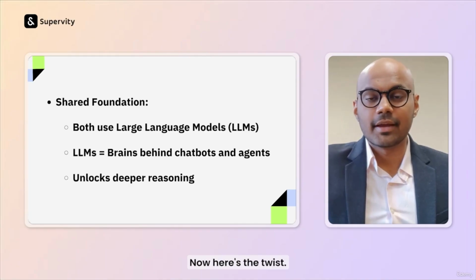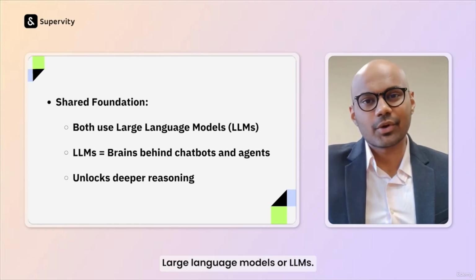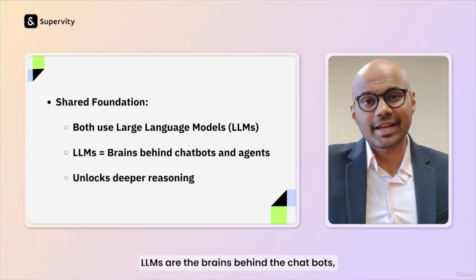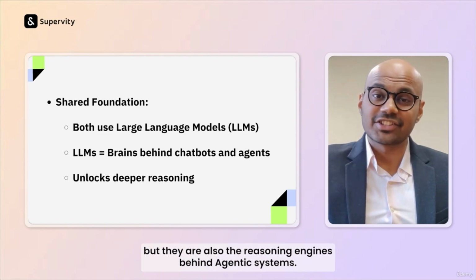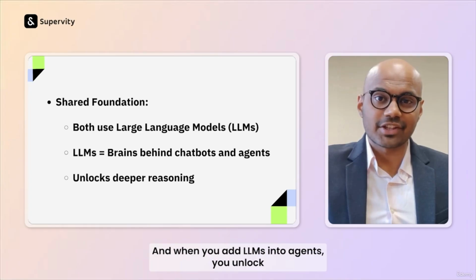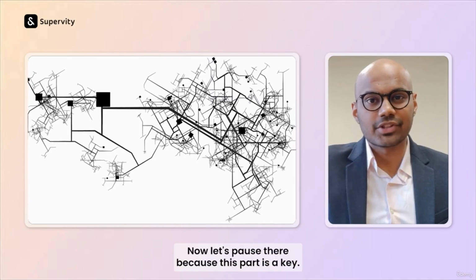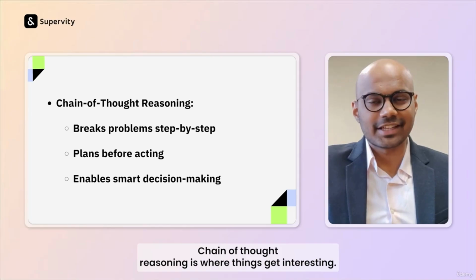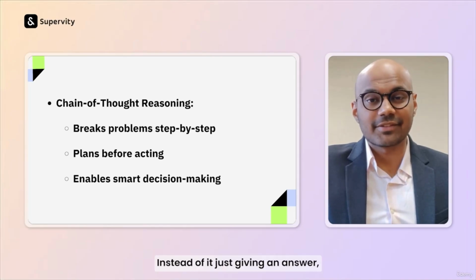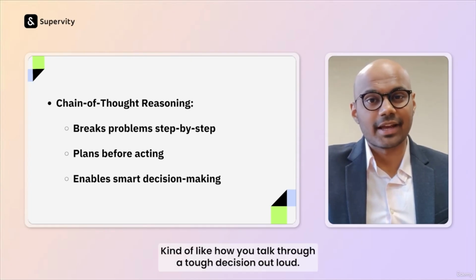Now here's the twist. Both types of AI often share the same foundation: large language models, or LLMs. LLMs are the brains behind the chatbots, but they are also the reasoning engines behind agentic systems. And when you add LLMs into agents, you unlock something called chain of thought reasoning. Now let's pause there because this part is key. Chain of thought reasoning is where things get interesting. Instead of just giving an answer, the agent breaks down the problem step by step, kind of like how you talk through a tough decision out loud.